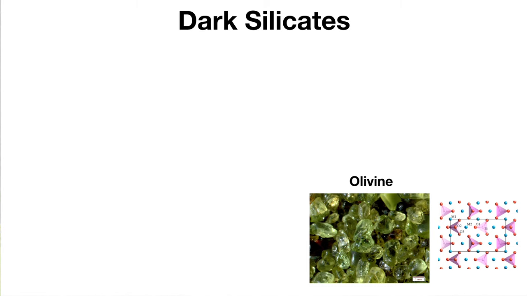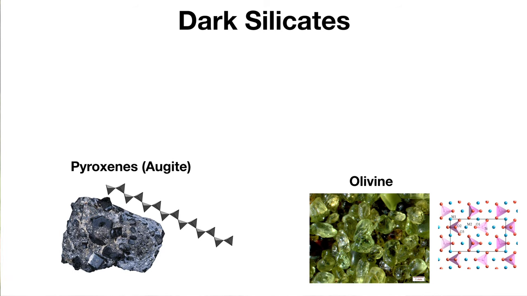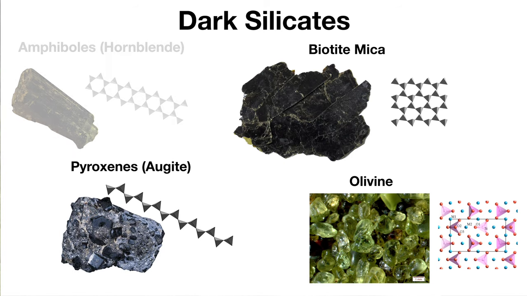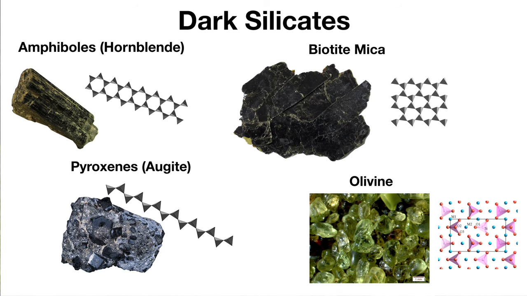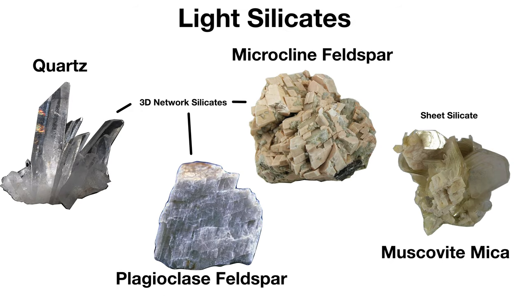Let's drill down a little more and talk specifically about important silicates. Dark silicates include minerals like olivine, pyroxene, biotite mica, and amphiboles. Olivine and pyroxene are the two minerals that make up most mantle rocks. Light silicates include quartz, muscovite mica, and feldspars. These lighter in color and in density minerals make up much of the continental crustal rock on which we live.